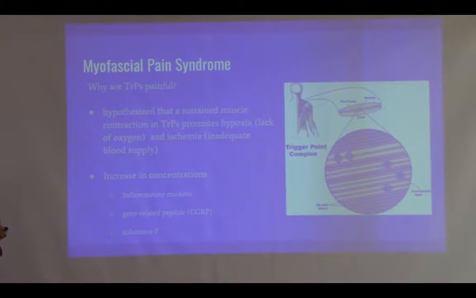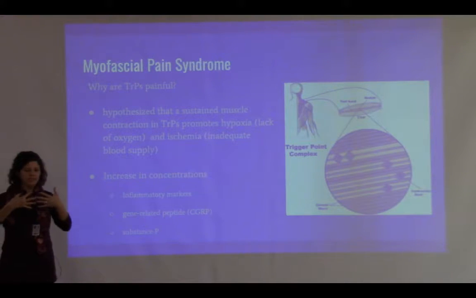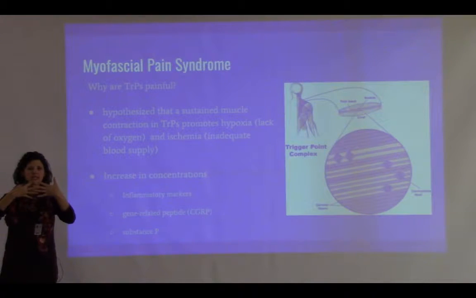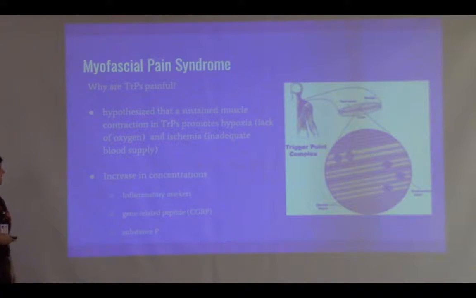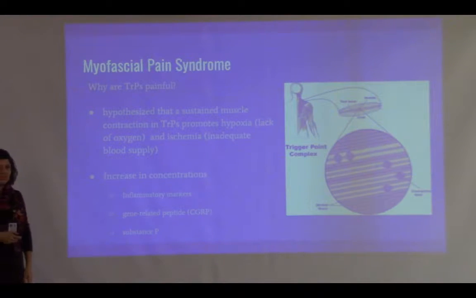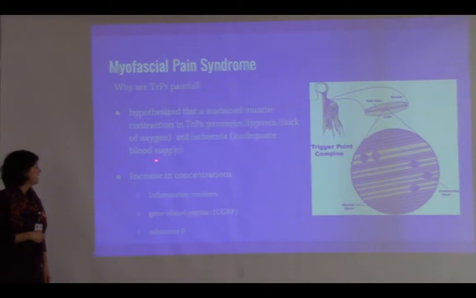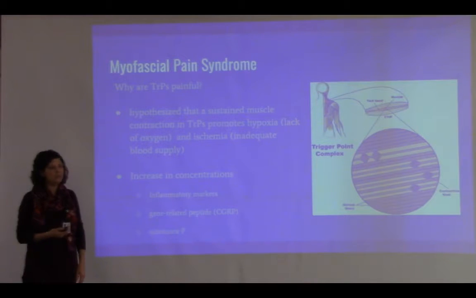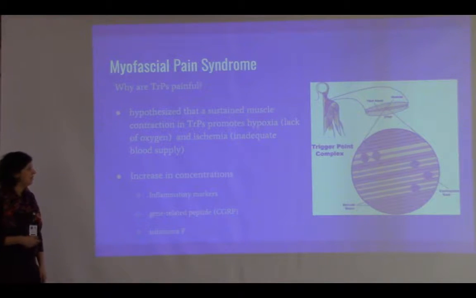So now that we know what a trigger point is, and we've got a definition of myofascial pain in mind, why are these little taut areas of muscles so painful? Because if you've ever had a trigger point, or if you've ever had one treated, or if you find one on yourself just during this talk, if you have an area of tension, start pushing in that muscle and see if you can find a little area that when you push on it, it's exquisitely tender and the pain kind of blossoms out from there. So why are these little areas in your muscle so tender?